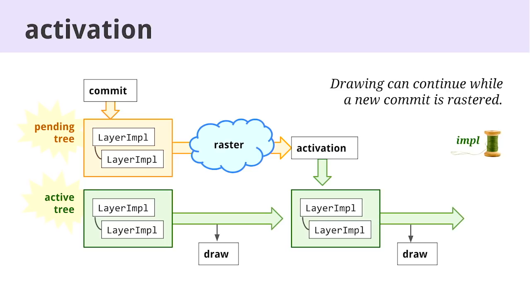So we've seen that raster and drawing both happen on the compositor thread's layer tree after the commit. But we've also seen that raster happens asynchronously on a pool of worker threads. So this creates a complication when a new commit comes in, because we'd like to continue drawing tiles from the previous commit while we're waiting for the new commit to be rastered. We solve this by having two copies of the tree on the impl thread. And the pending tree receives the commit, and when it's ready to draw, we have a step called activation, which copies the pending tree into the active tree.